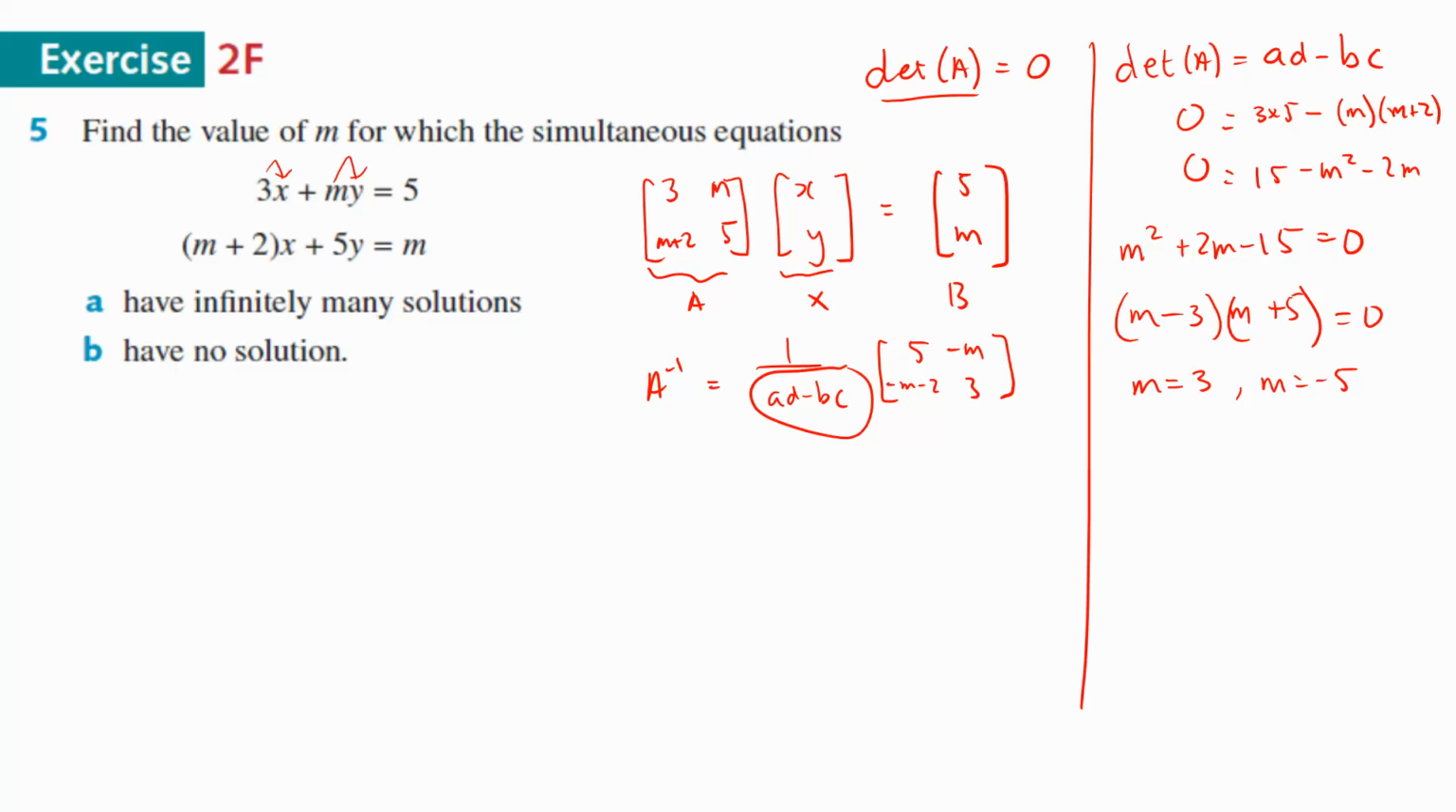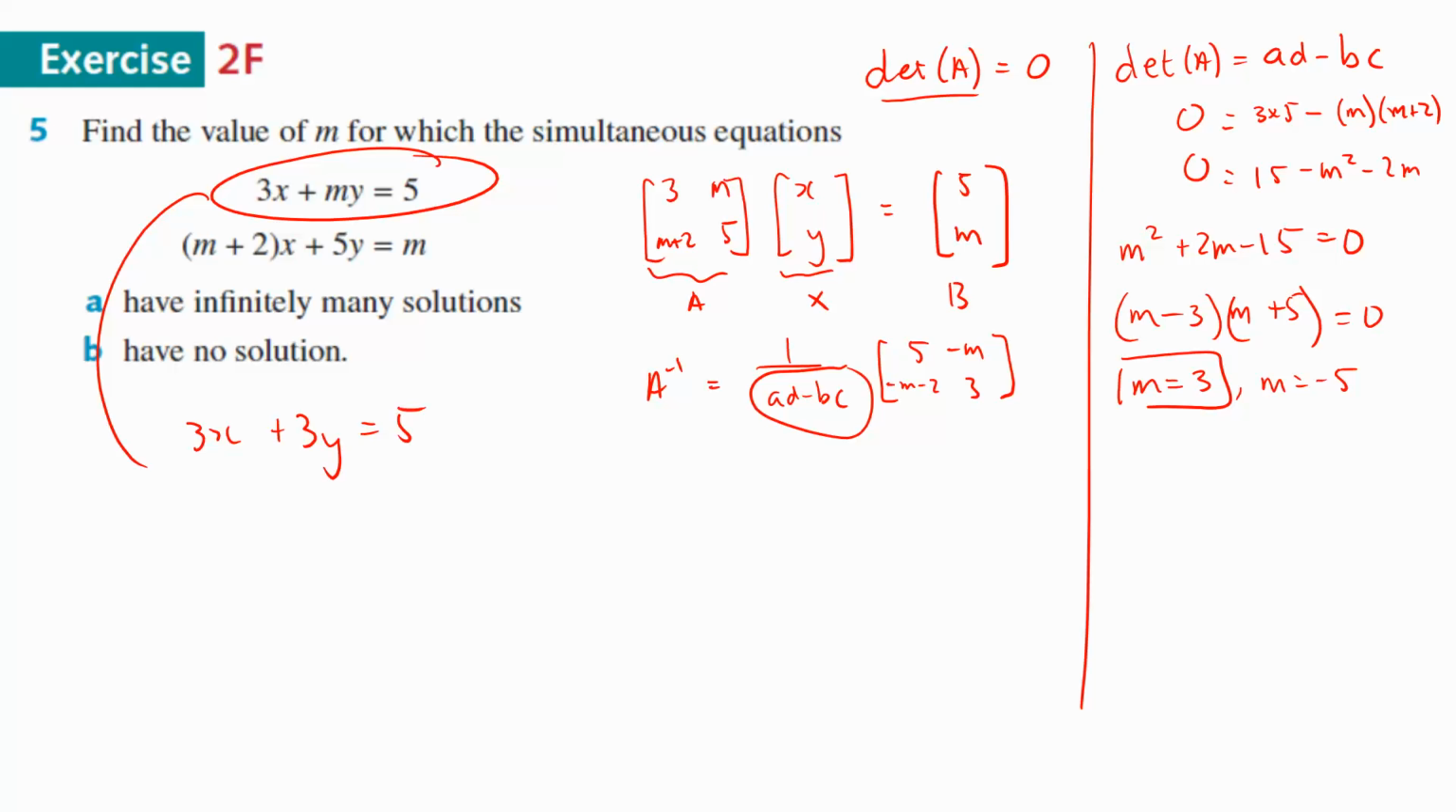So right here, we've got m equals 3. In our equation, if m equals 3, I would have 3x plus 3y equals 5. And you would have done what you did in question 2 just now. Rearrange it, and you get negative 3x plus 5 over 3. Okay, so that's my equation there.